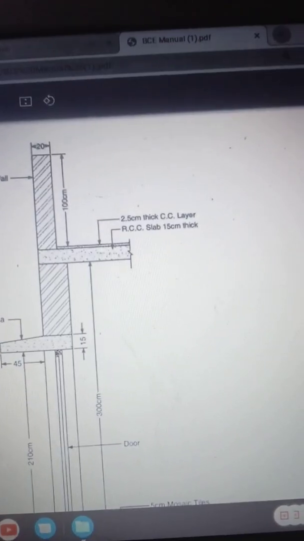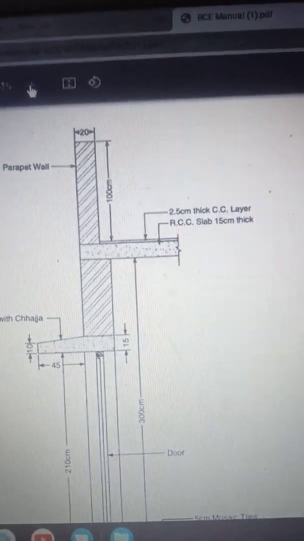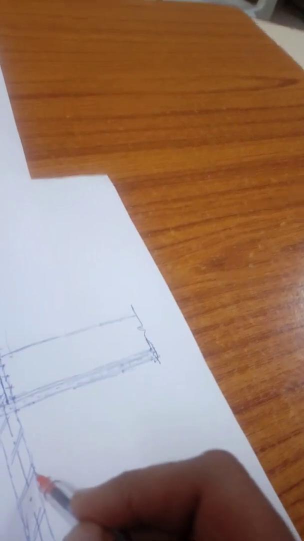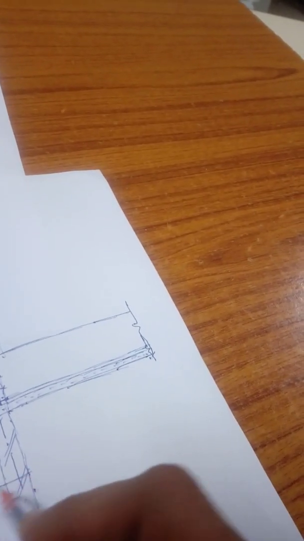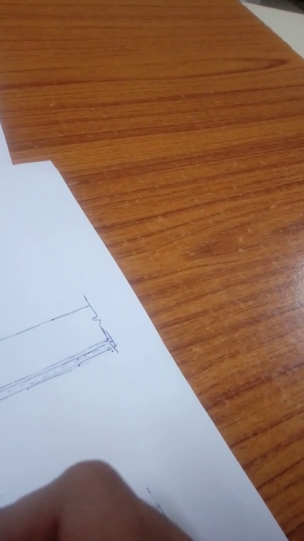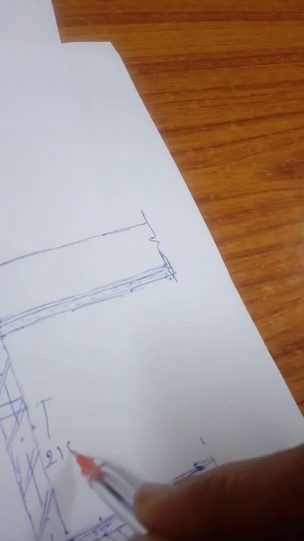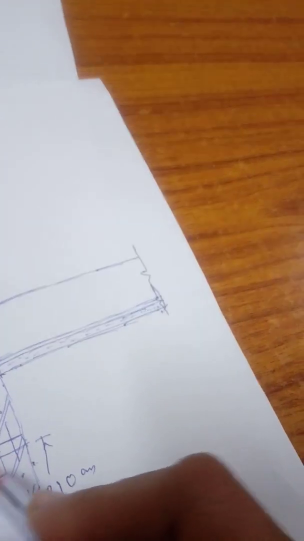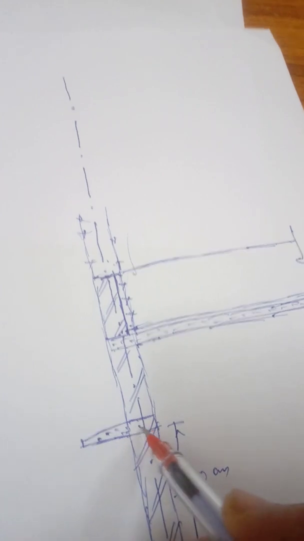Now see the lintel is there at 210 centimeter distance from floor level, that is 2.1 meter, so according to our scale the lintel slab will come at 4.2 centimeter height, and in front of it is the chajja. Whatever the dimensions are, as per scale we have to draw it. So this is 210 centimeter height. The lintel again is of RCC, so we need to draw it.